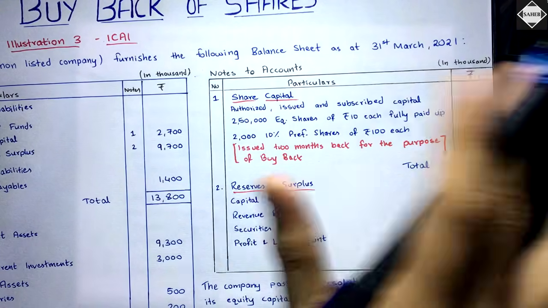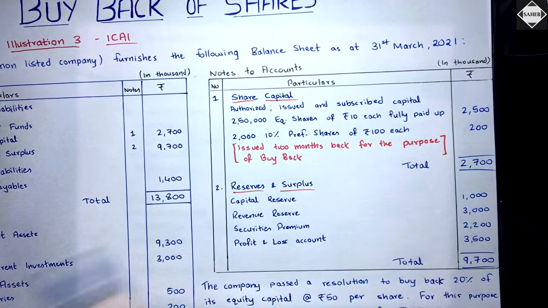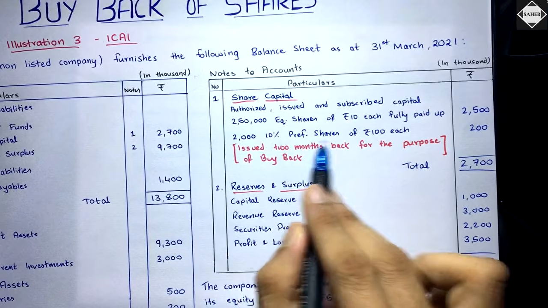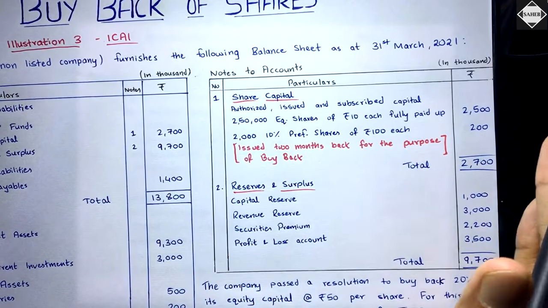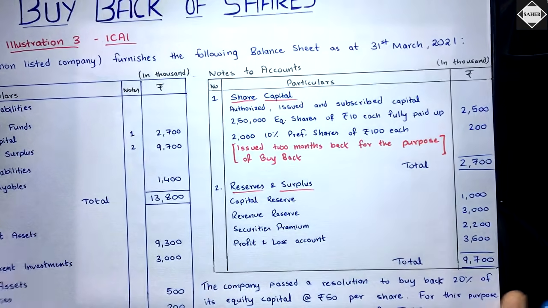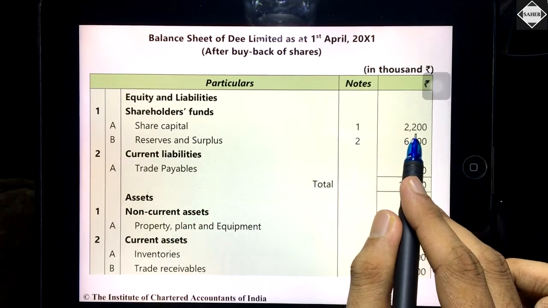And then we haven't touched the preference shares at all. They were issued 2 months back to replace the capital. So we haven't touched anything of preference shares. They will be as they are in the new balance sheet also. Fine. So let's see that. See here, share capital, note number 1. Here it is 22 lakh. How 22 lakh?